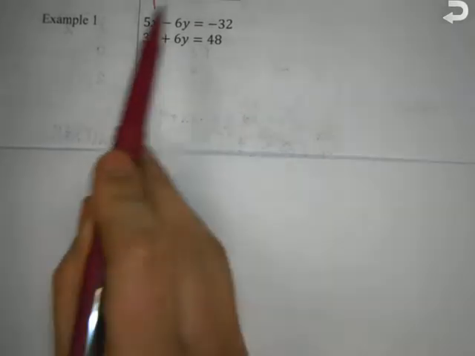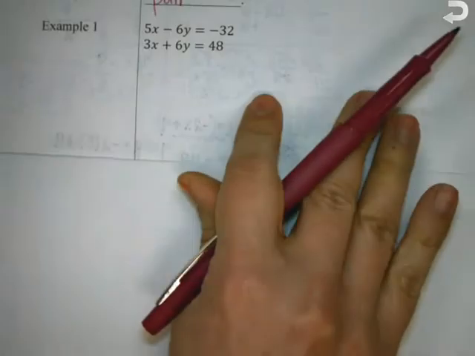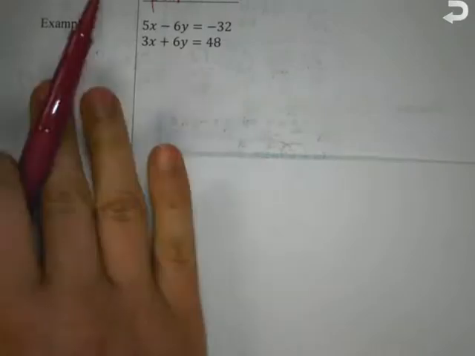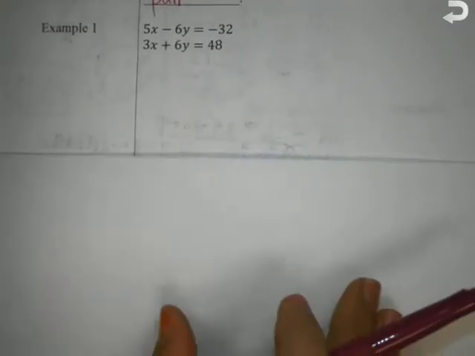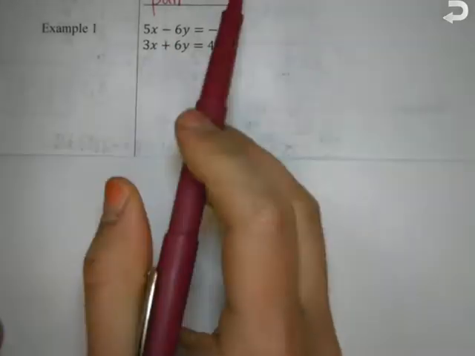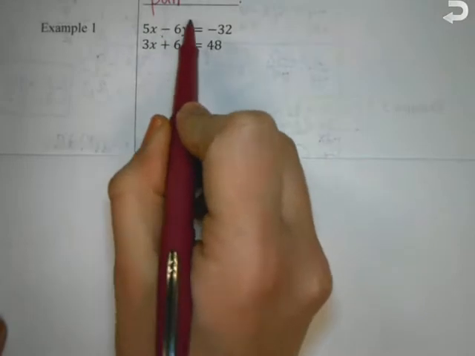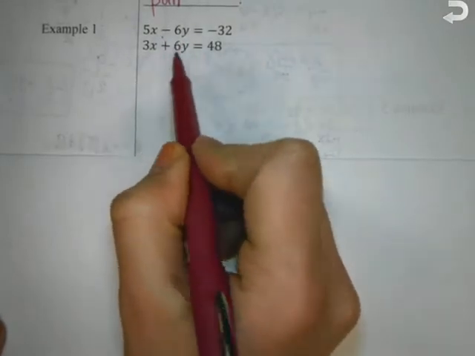Okay, step 2 was to make sure that one of the variables differs in sign only. Do you guys see which variable it is? Yeah. Y. It's the y's. Look at this. I have negative 6y and positive 6y. They are exactly the same except for the sign, because what's going to happen? They're going to cancel out.